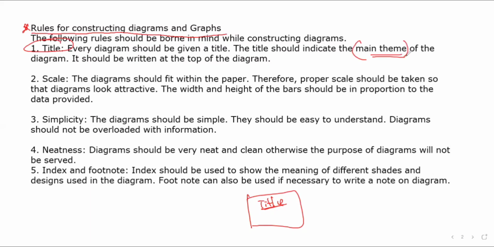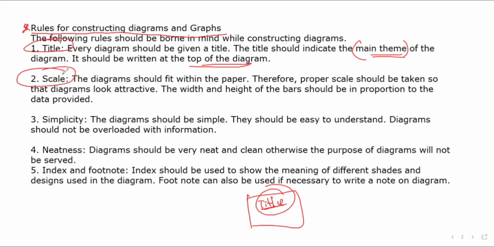So the main theme of the diagram or the main theme of the graph is always placed at the top of the diagram. This is the first rule. Then the second rule, scale, right?